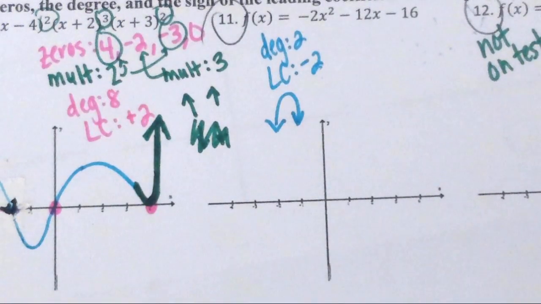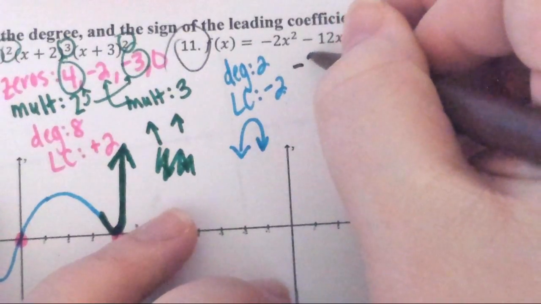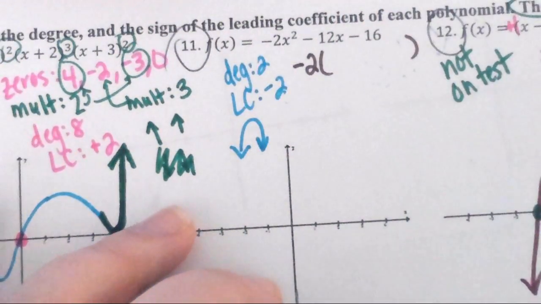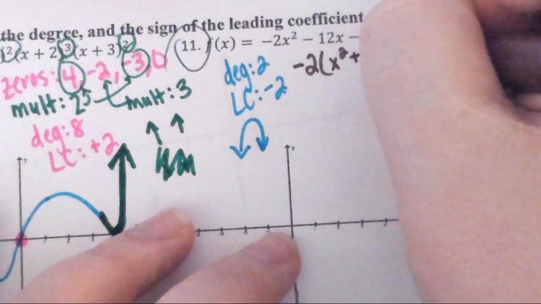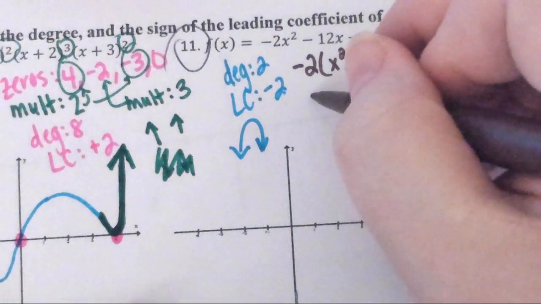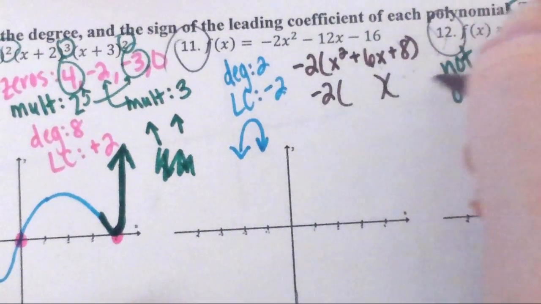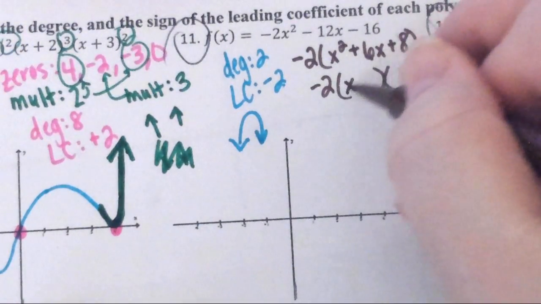Okay, Natalie was right. We need to know those zeros, and in order to do so, we're going to have to factor. Let's pull out that negative 2. She was correct with that. If we pull out that negative 2, we're left with x squared plus 6x plus 8. Can I factor that? Yes, ma'am, and you get your point for that.